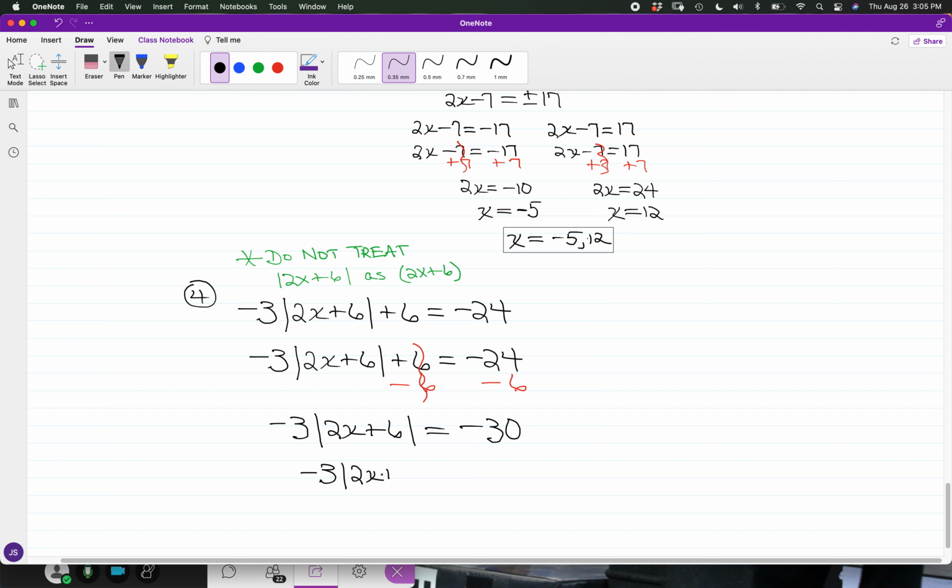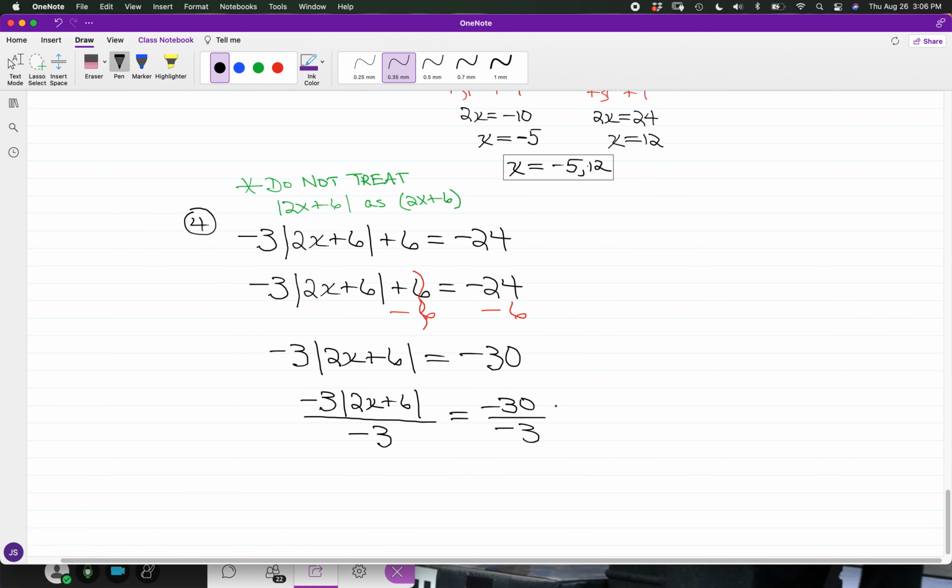Now, in the case of the negative 3 in front, we're going to take care of the multiplication here by dividing. Dividing both sides by negative 3, we're going to have the absolute value of 2x plus 6 is equal to negative 30 over negative 3. Negative over negative is going to be a positive. So that is going to be equal to 10.